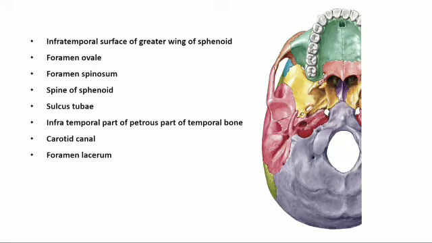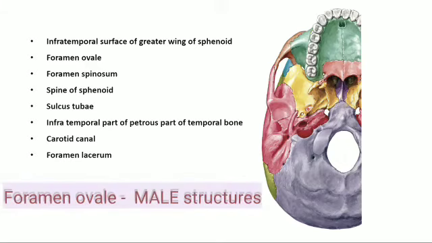Foramen ovale. Through this foramen ovale there are 4 important structures mainly passing. That is the mandibular nerve, which will enter from cranial cavity to the infratemporal fossa. Then you have accessory meningeal artery. Again lesser petrosal nerve and emissary veins. So when you are reading the textbook, you will read the mnemonic MALE structures, that is mandibular nerve, accessory meningeal artery, lesser petrosal nerve and emissary vein. These are the structures which are passing through this oval foramen that is located along the posteromedial margin.